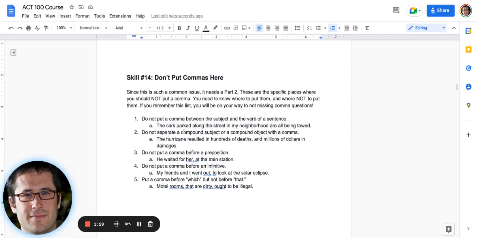The next one, do not separate a compound subject or a compound object with a comma. I'm not sure why Google didn't see this, but the hurricane resulted in hundreds of deaths and millions of dollars in damages. You do not need that comma because this is a compound predicate. Okay, it's hundreds of deaths. That's one part, and millions of dollars in damages. You do not need a comma between those two parts of the predicate.